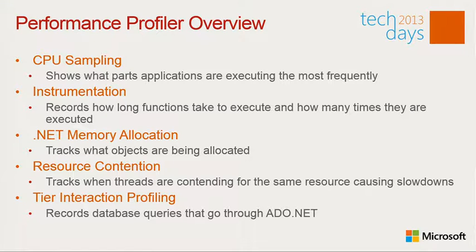And finally, but certainly not the least of which, is tier interaction profiling. What tier interaction profiling does is it records all the database queries that go through ADO.NET and gets timing information for that. Essentially no ASP.NET applications out there are single tier applications, so it allows you to see the performance issues that are caused by those cross tier parts of your app.